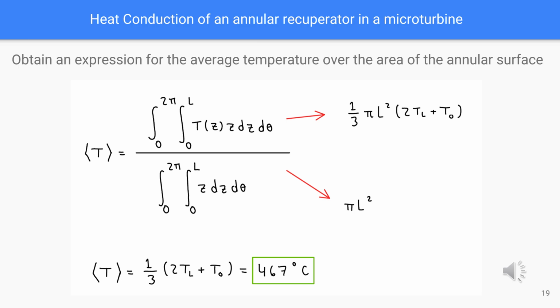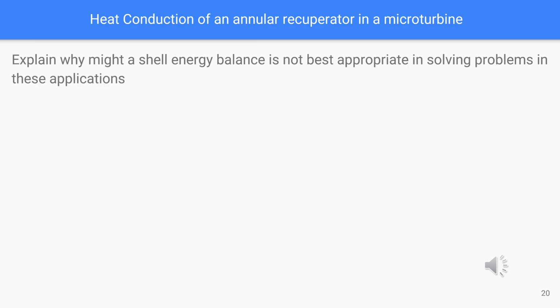Great. Now the next question asks to obtain an expression for the average temperature over the area of the annular surface. Basically, you take the double integral of the temperature distribution you found previously over the double integral of the area of the annular surface. Be careful not to get mixed up with cross-sectional area. Now, after some lengthy integration, you should get the average temperature of 467 degrees Celsius.